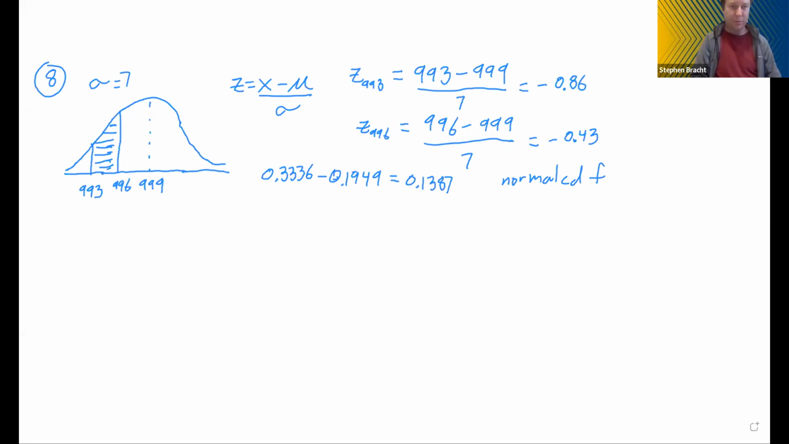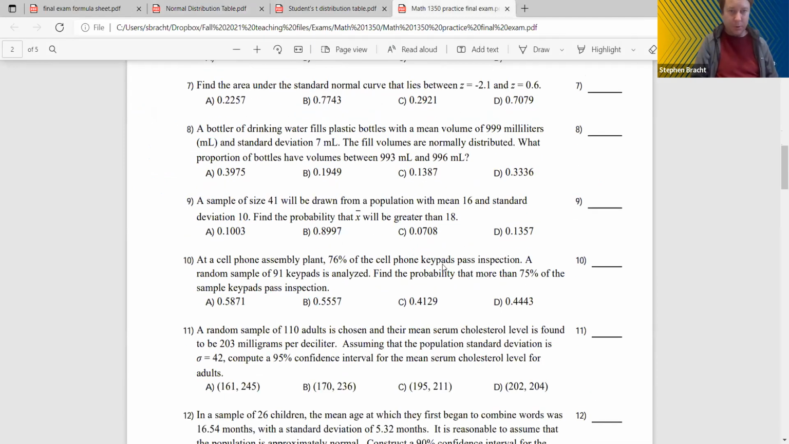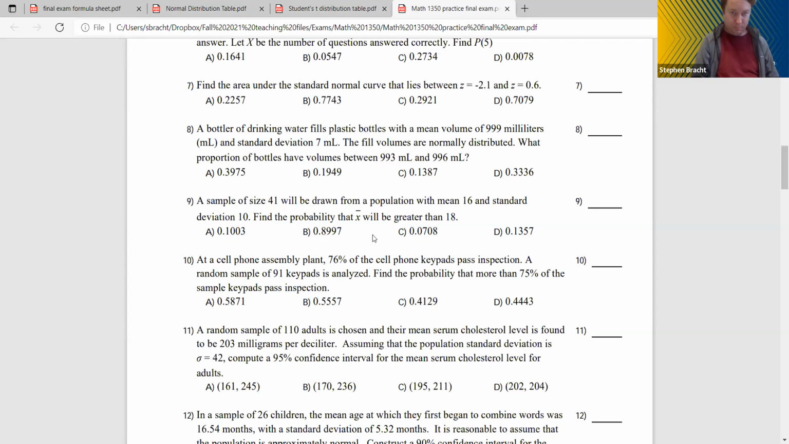Okay, go back to my exam here. Number 9. These next ones are sampling distribution problems. A sample of size 41 will be drawn from a population with a mean of 16 and a standard deviation of 10. Find the probability that the sample mean will be greater than 18, right? So we're asking for the probability of a sample mean. The sample mean is the random variable in this case, so we'll use the sampling distribution.